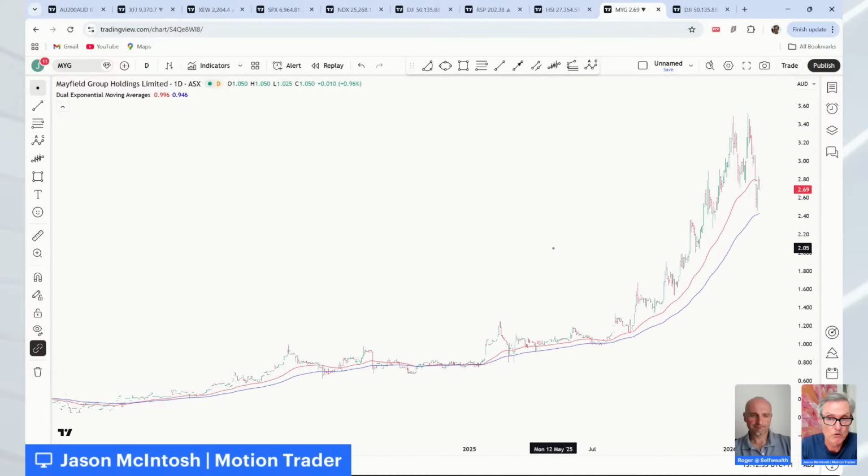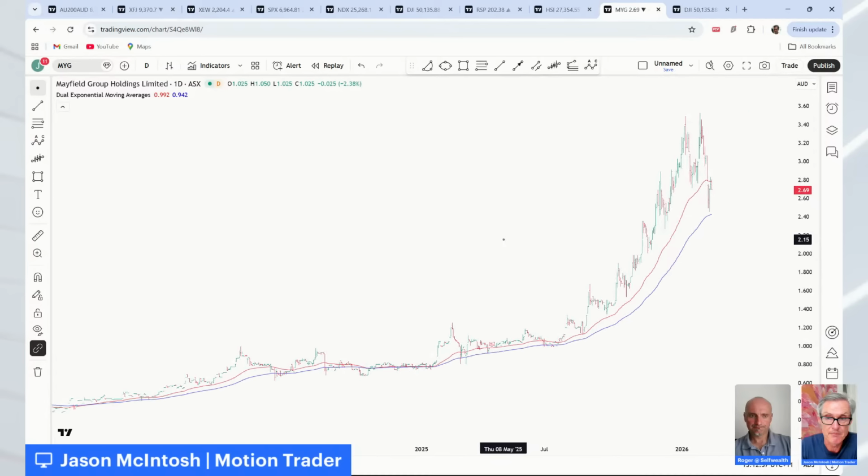Trend still in place. Pull back to the averages. It's a common theme that we're seeing today. For me, this would be a hold. It's a motion trader stock. It's a wide trailing stop. It's had nice price action really all the way up.